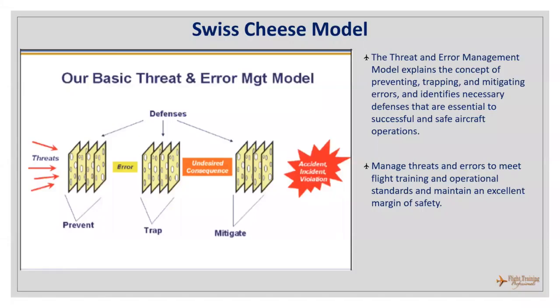With that, you want to be constantly assessing the factors of your flight too. What you're looking at here is more casually known as the Swiss cheese model. This model is a concept showing you how to prevent, trap, and mitigate errors. It identifies the necessary defenses that are essential for successful aircraft operation. If we look at the slide here, you see threats are coming in, and threats come from all over, right? There can be many different reasons for threats coming in. And so we want to prevent those. If we can't prevent it, then we want to be able to trap it. If we can't trap it, then we want to at least mitigate it.